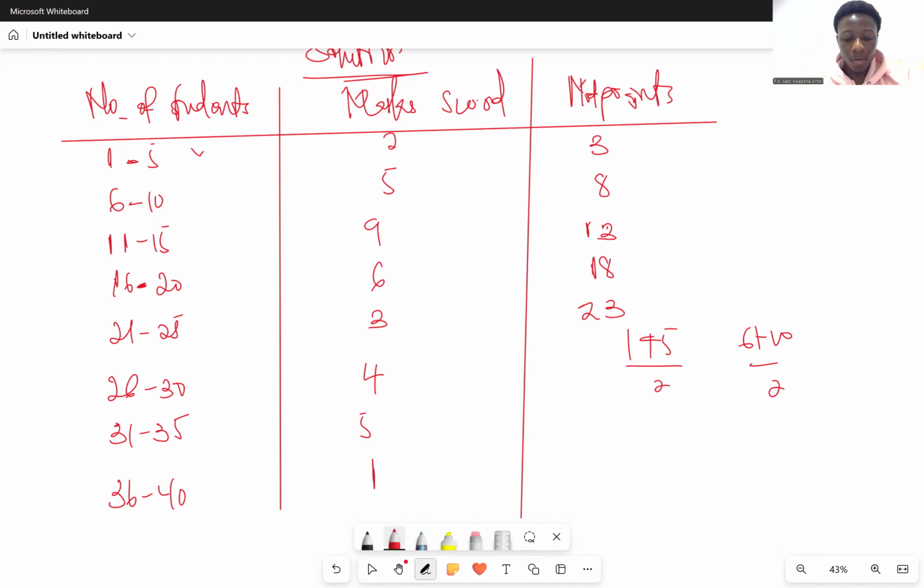Then you have 26 plus 30, which is 56. If you divide by 2, what are you getting? Again, 26 plus 30 divided by 2. That's going to be 28. So we repeat the same procedure for the rest.